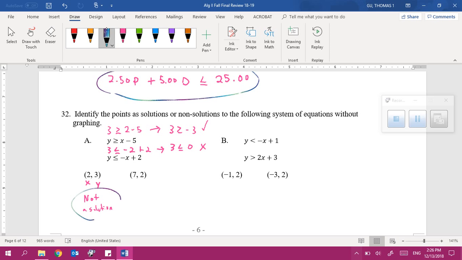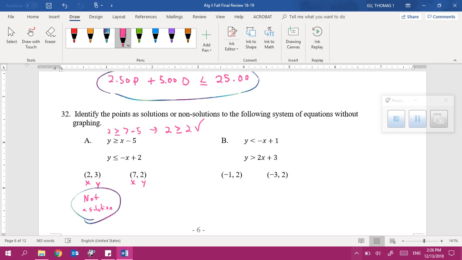Now let's do the next point. We've got 7, 2. So the x is 7, and the y is 2. Plugging it into both equations, we get 2 is greater than or equal to 7 minus 5, and that simplifies to 2 is greater than or equal to 2. Is 2 greater than or equal to 2? Yes, it is. So that checks out.